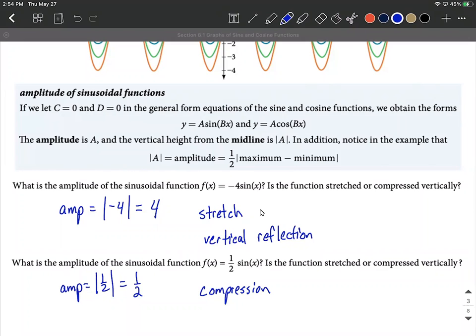I hope this helps as you're trying to determine the amplitude of both sine and cosine. I know ours were sine functions, but the exact same process gets you through cosine functions.